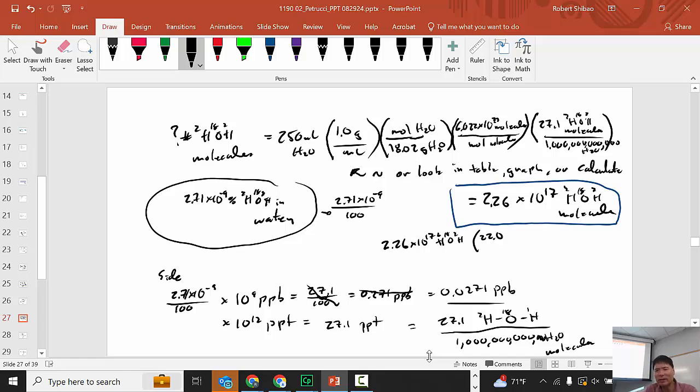So I need to divide it by another 1,000. So if I divide by another 1,000, this is not going to be 10 to the 17. It's going to be 10 to the 14. Sorry. So let's correct that. This should be 10 to the 14. Correct that here, and then let me correct that here. This is 10 to the 14.